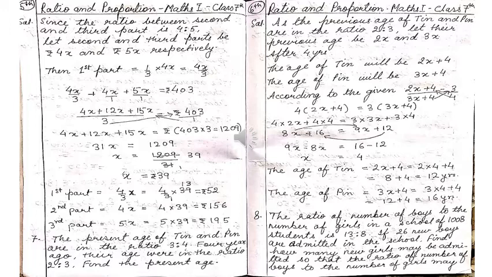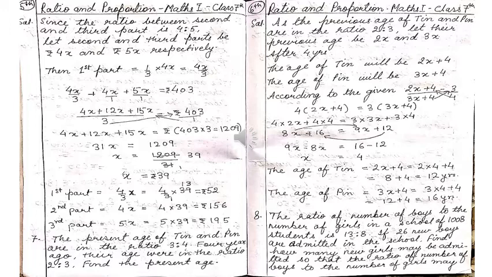Now put the value of x in the different parts. The first part, 4 upon 3 x. So here 4 upon 3 into 39 will give you rupees 52. The second part, 4x, put the value of x over here. So 4 into 39 will give you 156. And the third, 5x, 5 into 39, 195. So when you add all of them, you will find that the sum is coming 403: 52, 156 and 195.